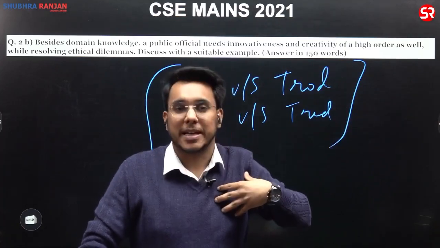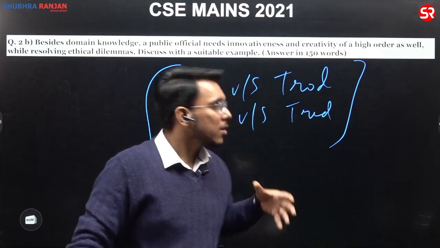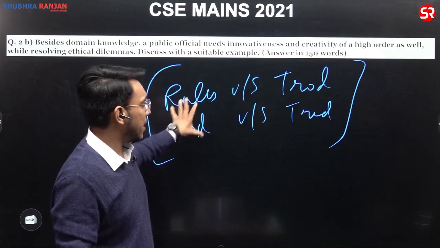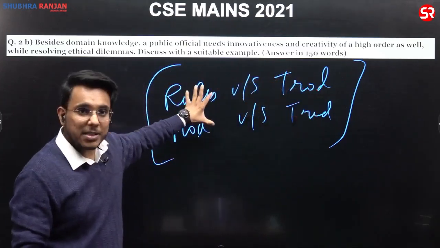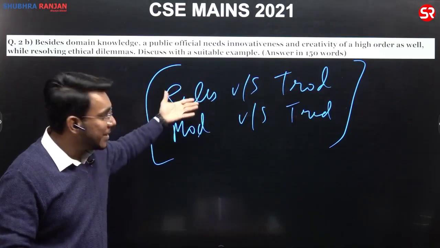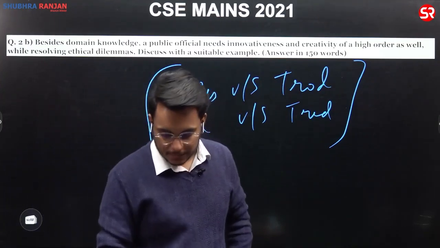Clear? So what is important? Keeping them following their rules and their traditions is more important, or disturbing these traditions and enforcing the rule is more important? Okay. This is the kind of ethical dilemma that is there.